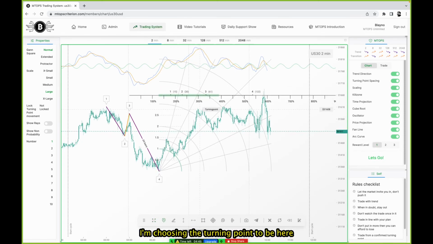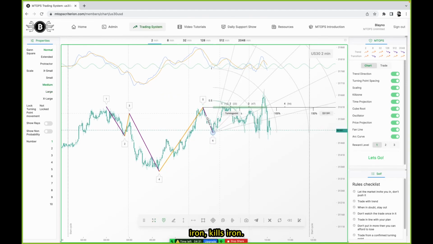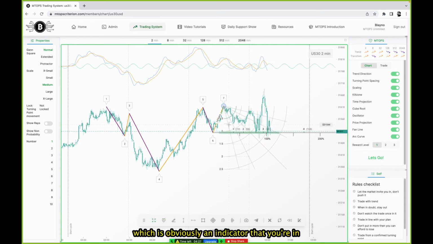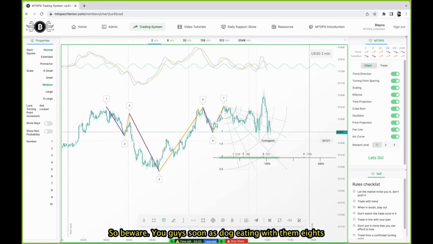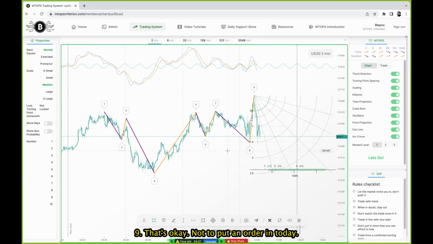Okay, so the reason why I'm choosing the turning point to be here and not there is because this falls out of the point range identifier. So in kill zone, which is obviously an indicator that you're in a ranging market, so beware. The question is, are we dealing with an 8, 9? Yeah, it's okay not to put an order in today.